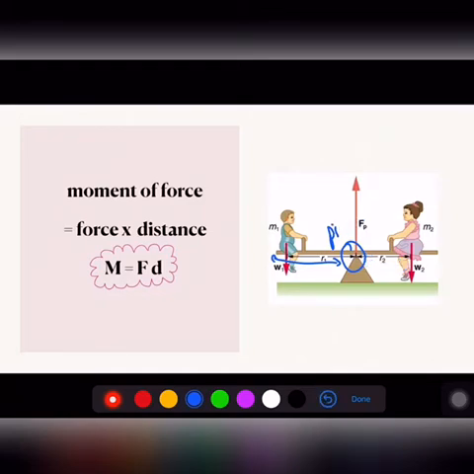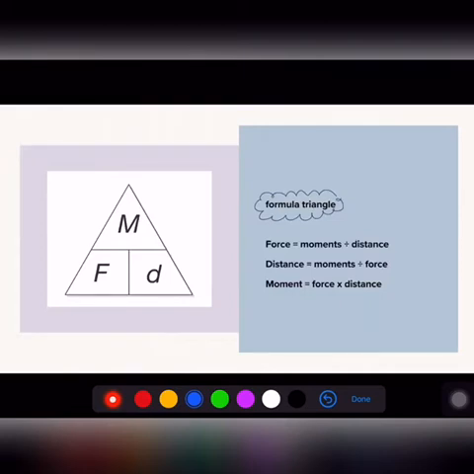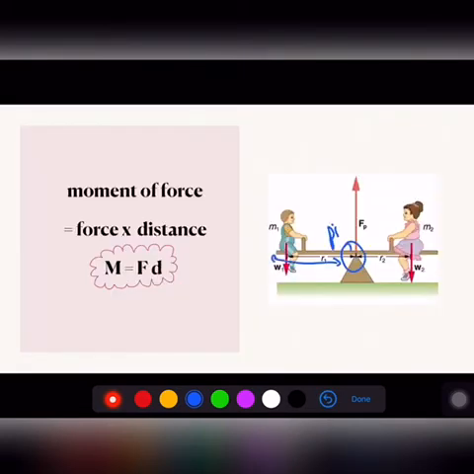This is because the size of a moment is determined by the force and distance. So the moments of force for both children will be the same and perfectly balanced on the seesaw.